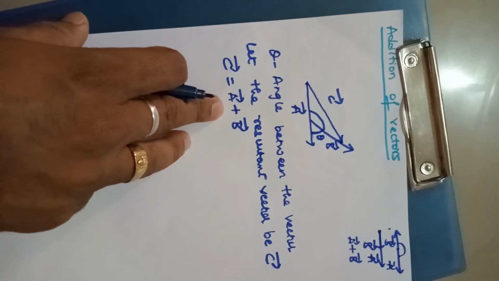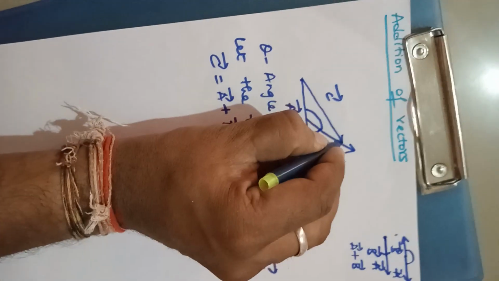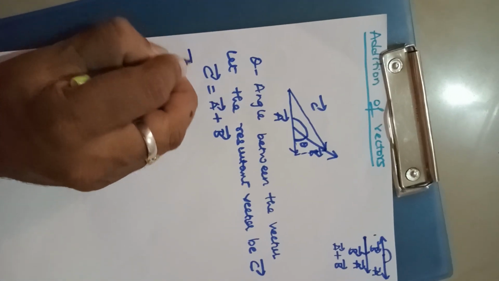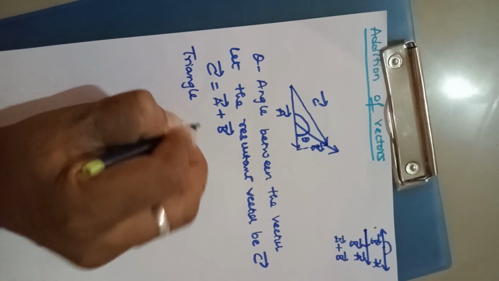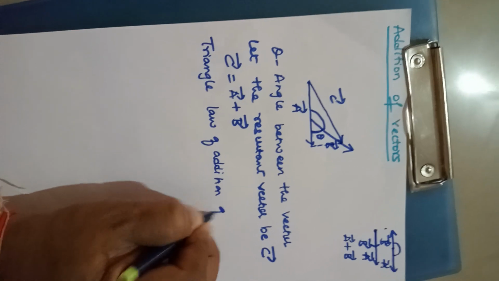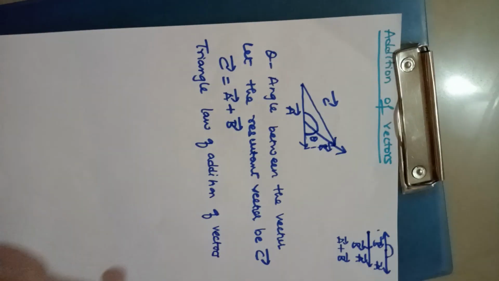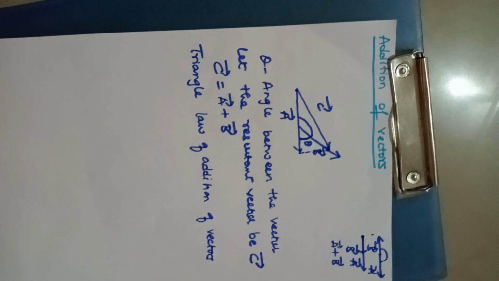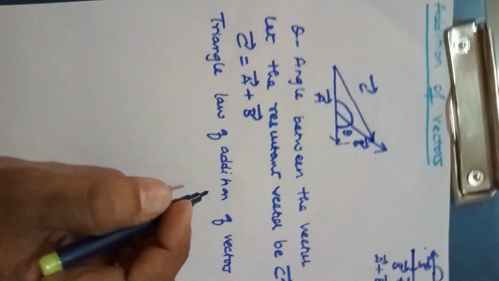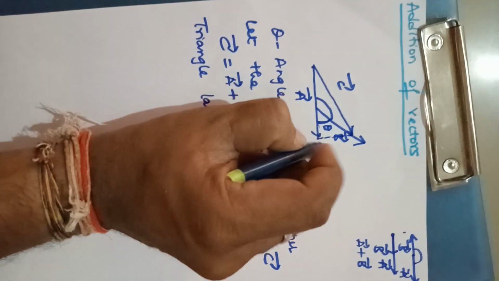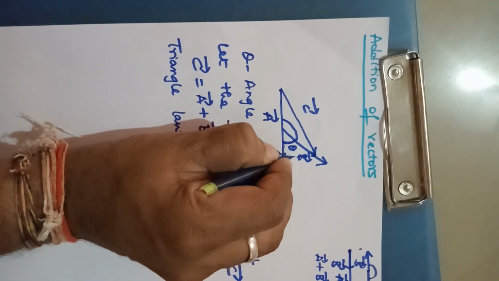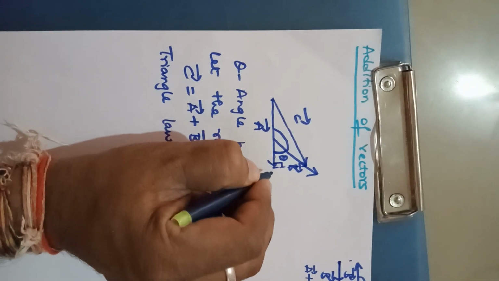For that, what we will do is we will just create a triangle here and we will use a law called as triangle law of addition of vectors. So this law, triangle law of addition of vectors, will help in determining the magnitude of the resultant vector C and its direction. For this, we'll take the help of construction. We'll construct in such a way that this is 90 degrees, this is 90 degrees.